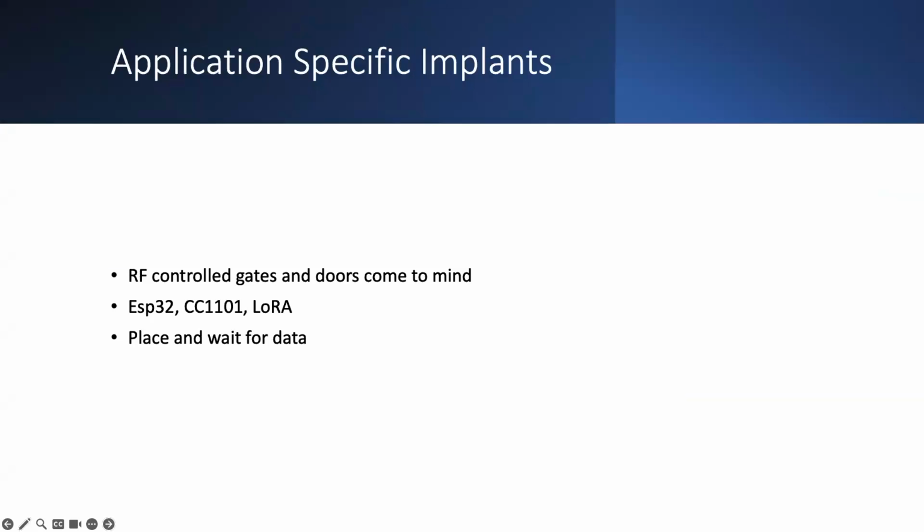Application-specific implants. The first thing that comes to mind here is RF-controlled gates and doors. Of course, there's probably a million other ways to get in, but if you've got a ton of goals, you're in a time crunch, or you're scoping out other parts of your engagement still, you can build something out with an ESP32, CC1101 antenna and maybe a LoRa device for comms back to you. Sit there and listen. Just drop something out in the grass next to a gate, somewhere inconspicuous. Place it and wait for data. It'll be sent back to you.